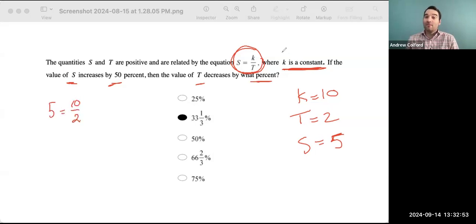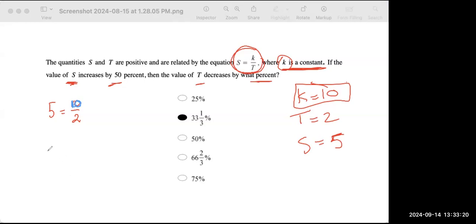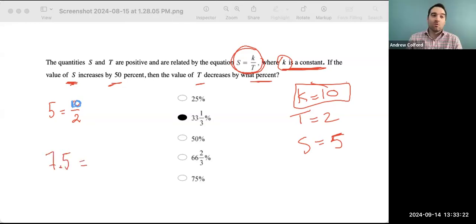But then we have to remember that K is a constant. So K is locked in. K is not changing. K is forever 10. We're going to increase the value of S, that's 5, by 50%. Let me actually color code this. I'm going to make this blue because it's special, right? It's locked in. If I increase 5 by 50%, Jania, what do I get? 7.5. 7.5 equals, well, again, 10's not allowed to change. So the denominator there needs to adjust. What value will make this true now?